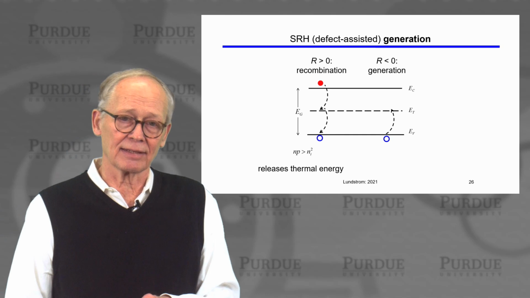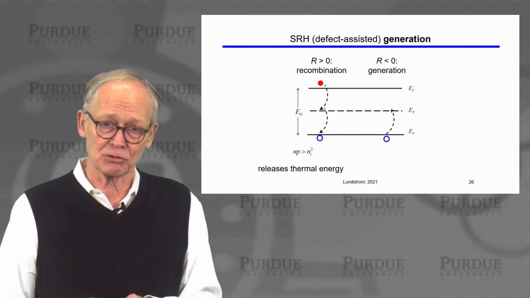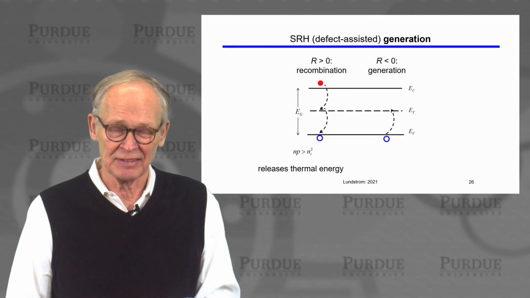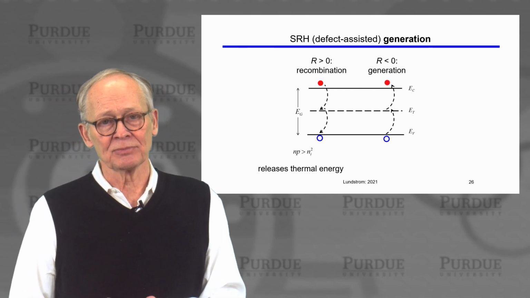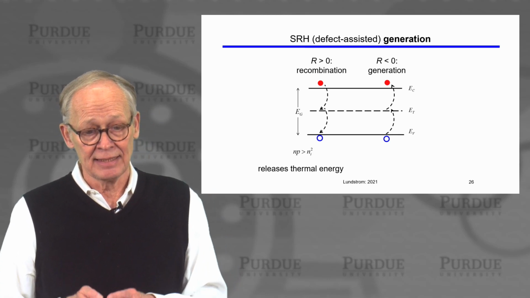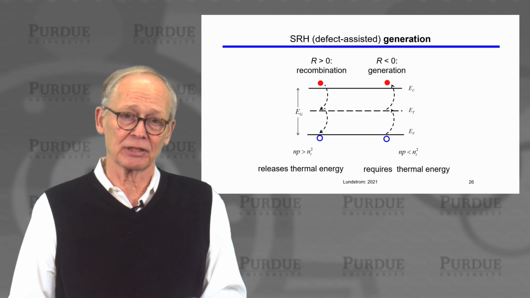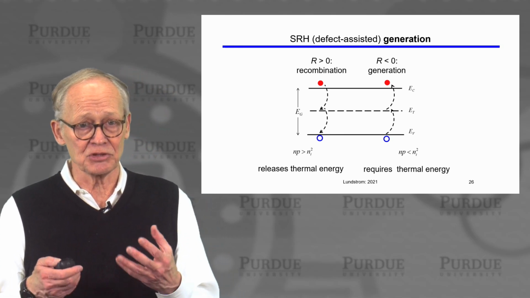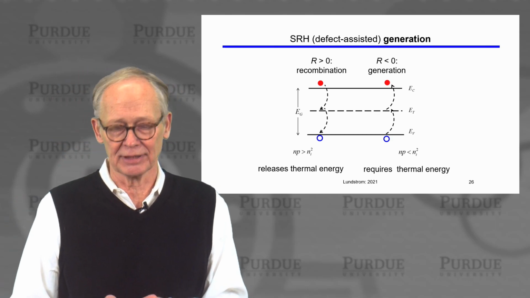What happens then is an electron from the valence band hops up and fills one of these trap states, these defect states, leaving a hole in the valence band. And then it hops up again into the conduction band, and now we have an electron in the conduction band. This takes thermal energy. And this is why this process is frequently referred to as a thermal generation process, the inverse of Shockley-Read-Hall recombination.